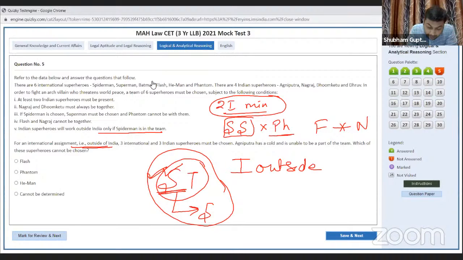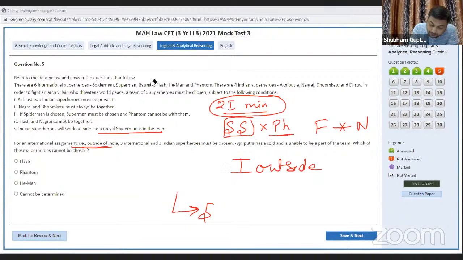Let's move forward. For an international assignment that is outside India, 3 international and 3 Indian superheroes must be chosen. And Agniputra has a cold and is unable to be part of the team. Which of the superheroes cannot be chosen? If he cannot be part of the team, all the other 3 Indians should be there, because there are 3 Indians and 3 international. So the 3 Indians apart from Agniputra would be Nagaraj, Dhoomketu, Dhruv.